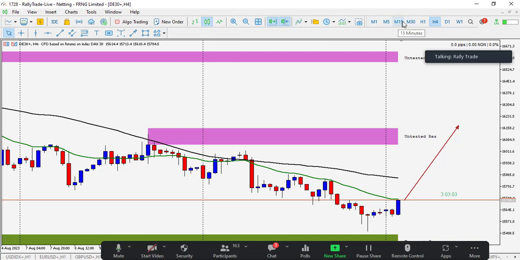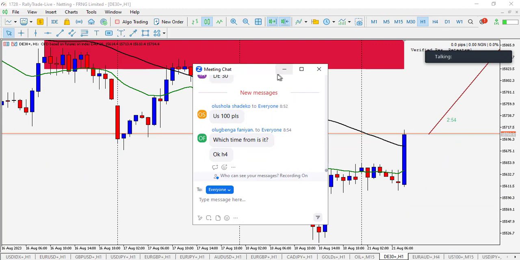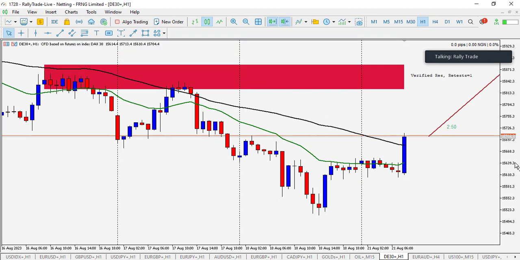Now let me jump down to a much lower time frame, guys. I hope you guys are getting value from this, okay? And I hope I'm not too fast. So let me just jump straight up to the H1 time frame. So don't worry, I will also look at US 100.